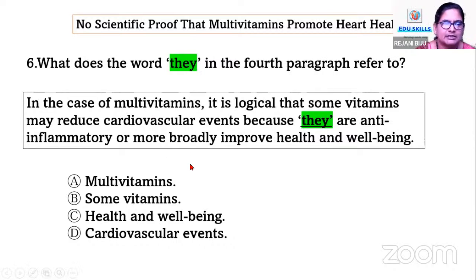Here only one sentence is mentioned. You may be thinking, where can we find the answer? It is usually in the previous sentence, but here it is in the previous clause, or previous part, of the same sentence. So in the case of multivitamins, we can avoid that much. The remaining is: it is logical that some vitamins may reduce cardiovascular events. So regarding what is it telling?